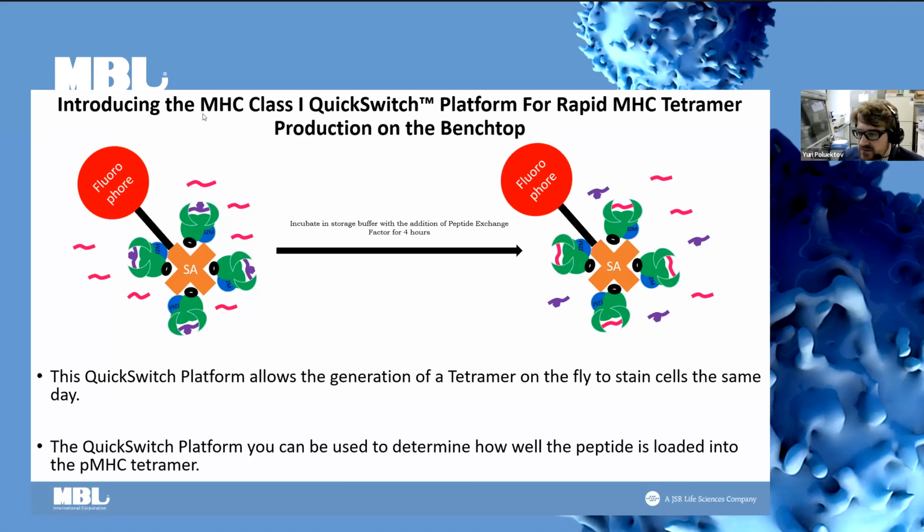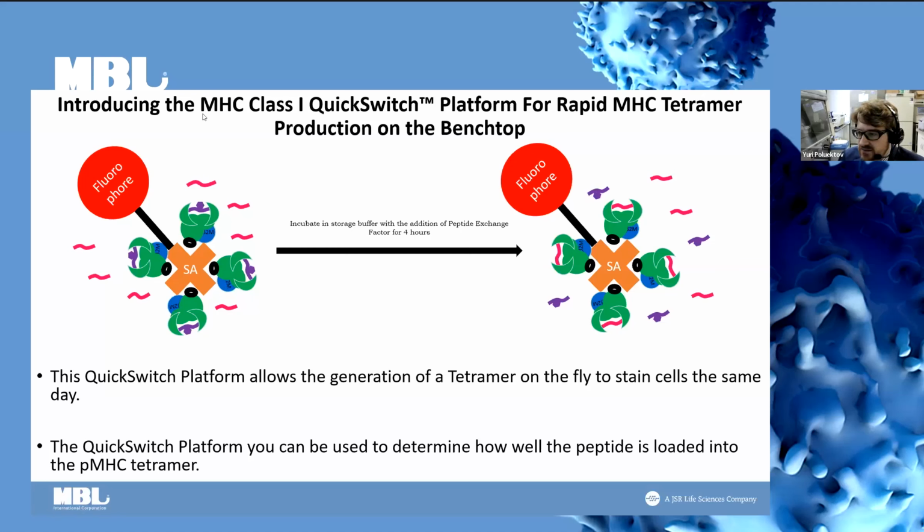First of all, the exiting peptide loaded MHC tetramer solution in the kit is supplied at 50 micrograms per mil. That's about 1 micromolar of MHC. And when I say 50 micrograms per mil, I mean just the concentration of the MHC, not the streptavidin or the fluorophore. And there's enough of it for about 10 exchange reactions, each resulting in 50 microliters of tetramer loaded with the peptide of your choice. So about 50 microliters of 1 micromolar MHC in solution. That's how much per experiment you will have.